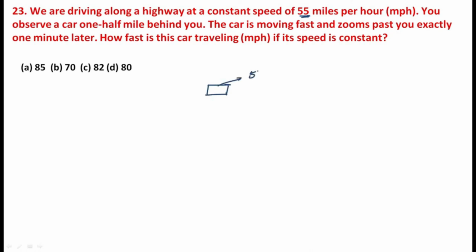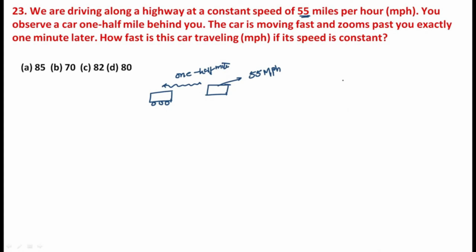I am driving a car at 55 miles per hour, and you observe that there is one car behind you. The distance between these two vehicles is 1/2 mile. The car is moving fast and zooms past you exactly 1 minute later.